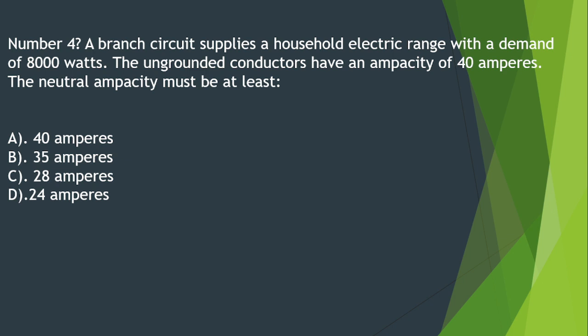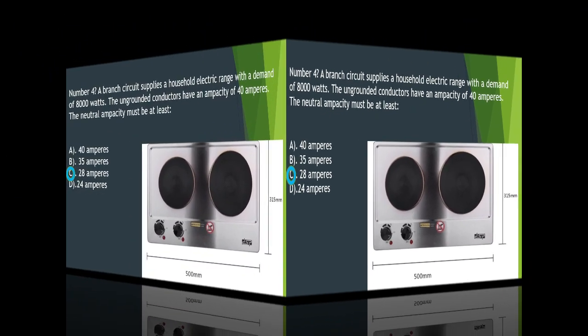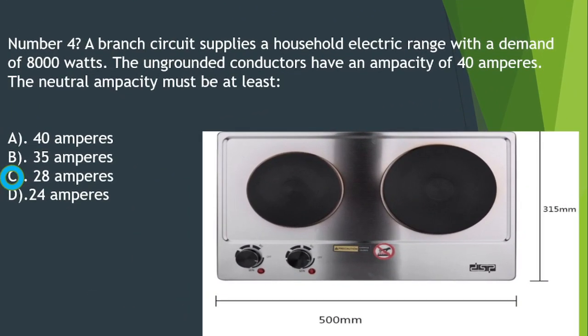Number 4. A branch circuit supplies a household electric range with a demand of 8,000 watts. The underground conductors have an ampacity of 40 amperes. The neutral ampacity must be at least A. 40 amperes, B. 35 amperes, C. 28 amperes, D. 24 amperes. The correct answer is 28 amperes, letter C.